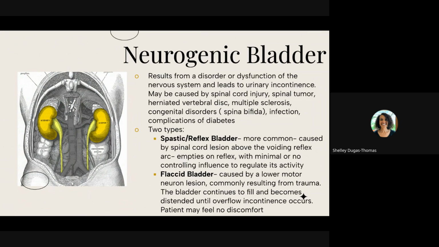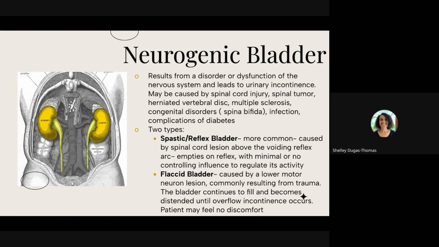Neurogenic bladder is a dysfunction that results from a disorder or dysfunction of the nervous system and leads to urinary incontinence. It may be caused by spinal cord injury, spinal tumor, herniated vertebral disc, multiple sclerosis, congenital disorders such as spina bifida, infection, or complications of diabetes. The two types of neurogenic bladder are spastic or reflex and flaccid bladder.